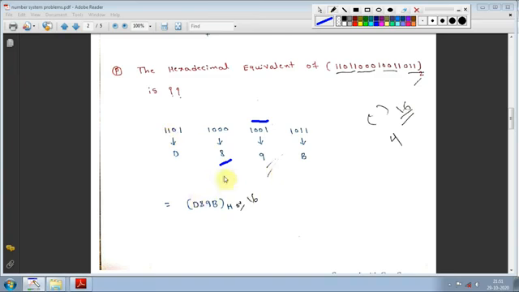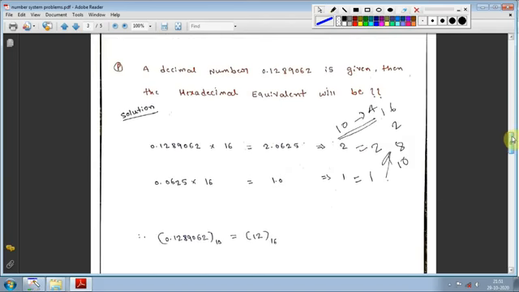So this will be clubbing them together and we will be writing the answer. So D8 9B will be the hexadecimal equivalent of a particular sequence which has been given in the question. So we'll move to the fourth one now.